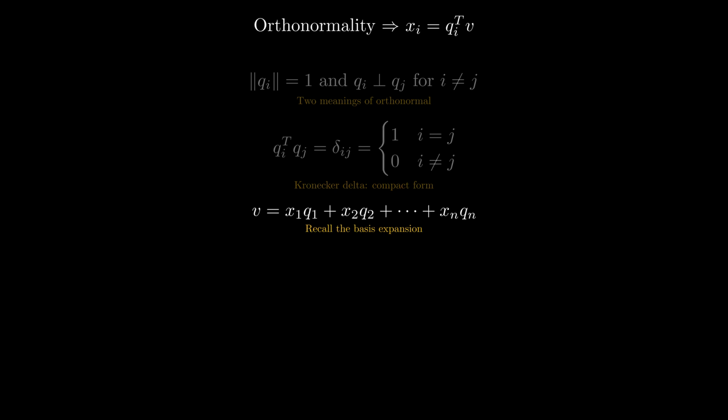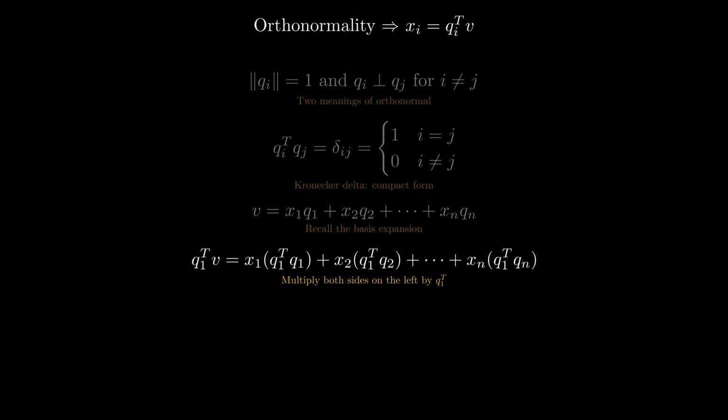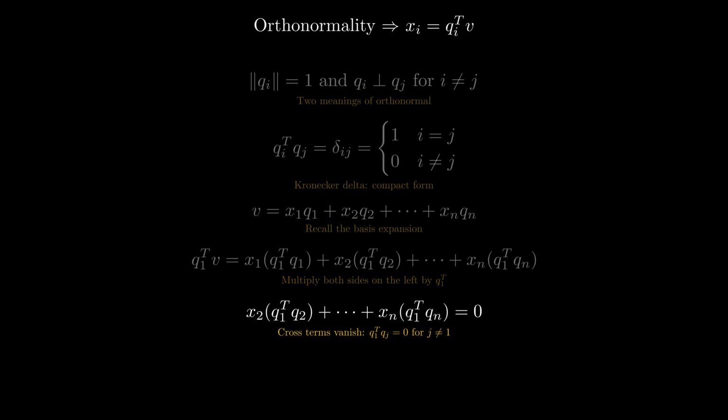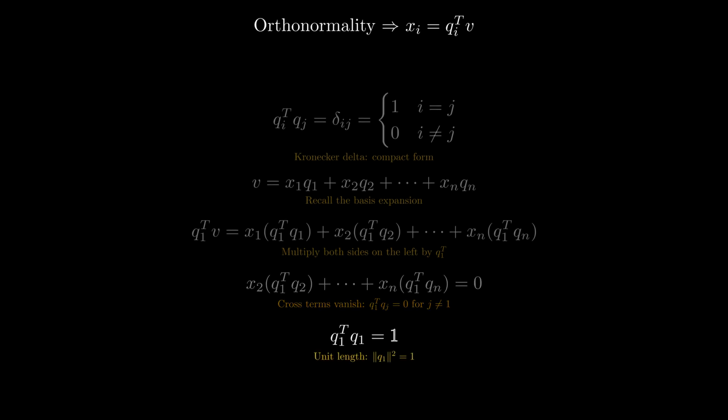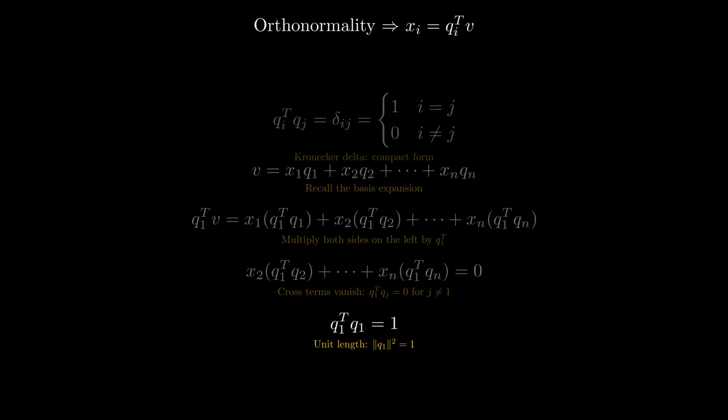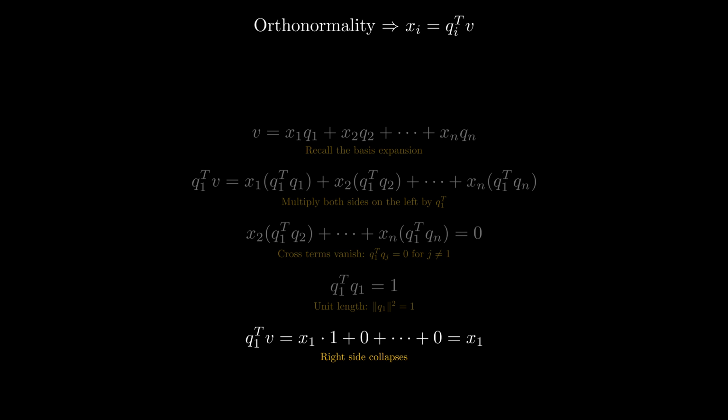Take the equation v equals x sub 1 times q sub 1 plus x sub 2 times q sub 2 and so on. Hit both sides with q sub 1 transposed. On the right, we get x sub 1 times the quantity q sub 1 transposed q sub 1, plus x sub 2 times q sub 1 transposed q sub 2, plus more terms. Every cross term, q sub 1 transposed q sub j with j not equal to 1, vanishes to 0, and q sub 1 transposed q sub 1 equals 1. So the entire right side collapses down to just x sub 1. The result: x sub 1 equals q sub 1 transpose times v.